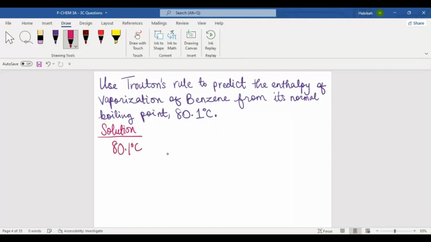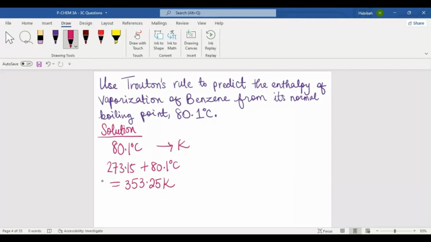In order for us to go from 80.10 degrees Celsius to Kelvin, we just have to add. So that would be 273.15 plus 80.10 degrees Celsius. You just add them up, and you end up with 353.25 kelvins.